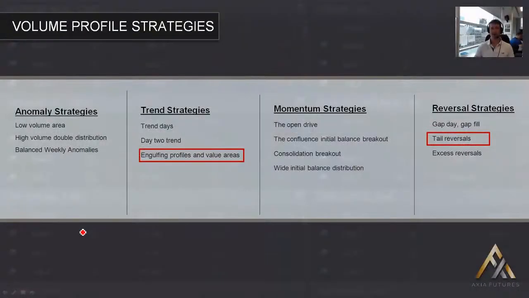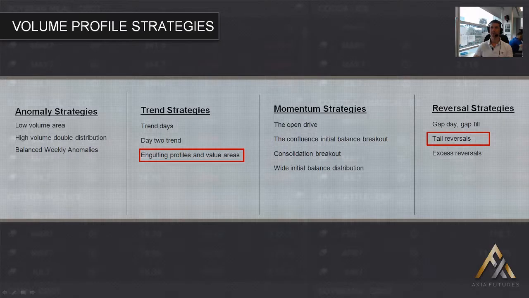Alright, our two strategies today are very simple. We're going to talk about tails predominantly. I like tails. I'm going to show you what tails look like, an example of a tail, as well as a potential strategy using a tail today. We're then also going to talk about a little bit of an engulfing profile and value areas. I'm going to show you what a good one looks like and what a bad one looks like, so that you get an idea of the two variations and potential end outcomes.